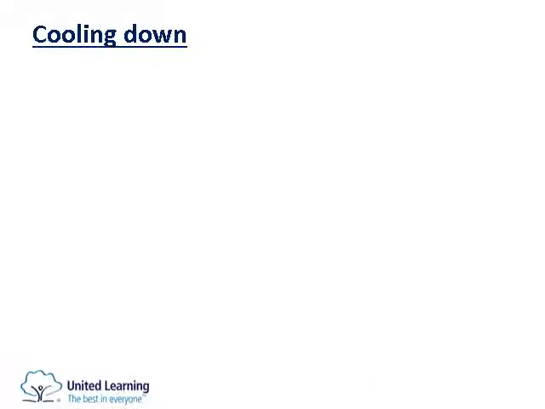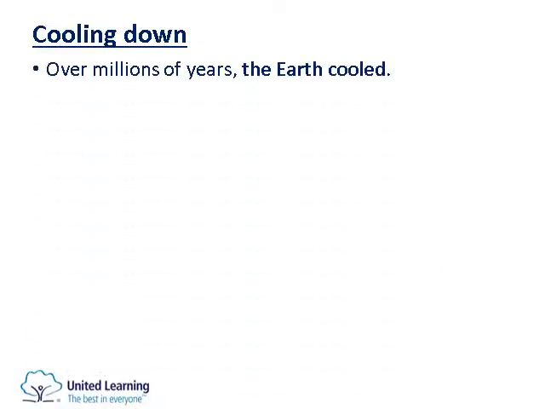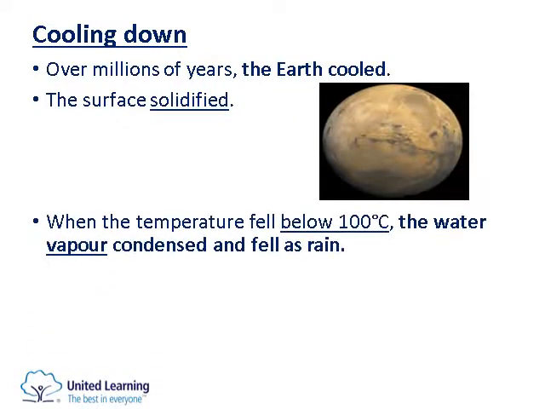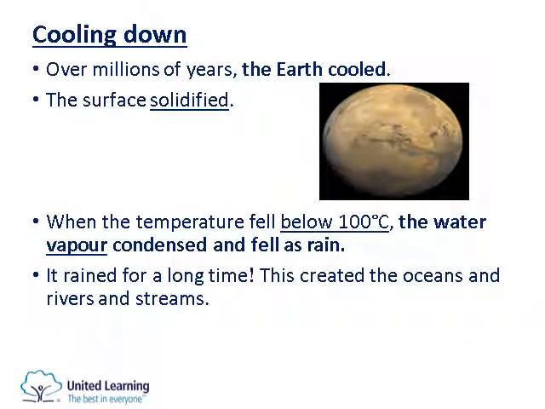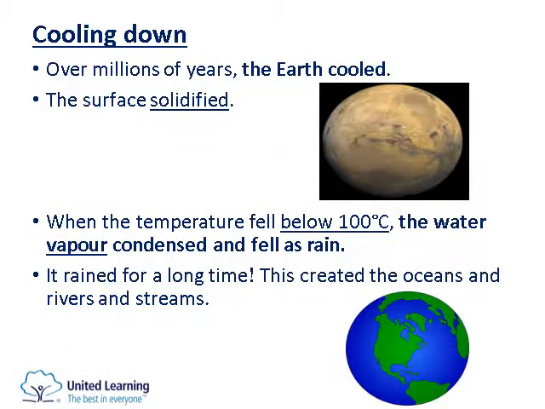So, after a while, the Earth began to cool. So, fewer volcanoes were erupting, and that allowed the surface to solidify and form the crust as we know it. When the temperature fell below 100 degrees Celsius, the water vapour was then able to condense and fall as rain. Because of that rain falling, this created oceans over a long period of time. It allowed rivers and streams to form as well. If you didn't get any of that information, again, pause the video and make sure you've added it.